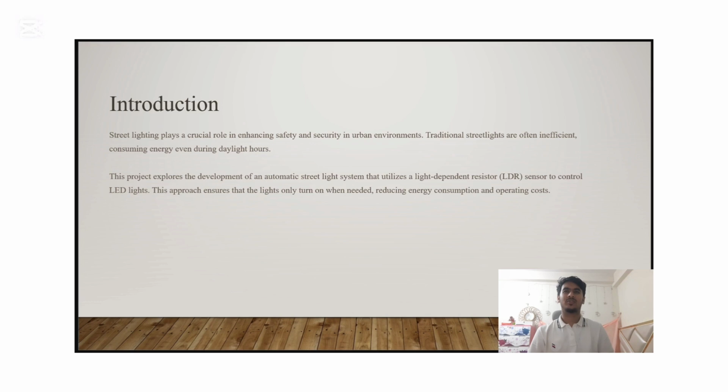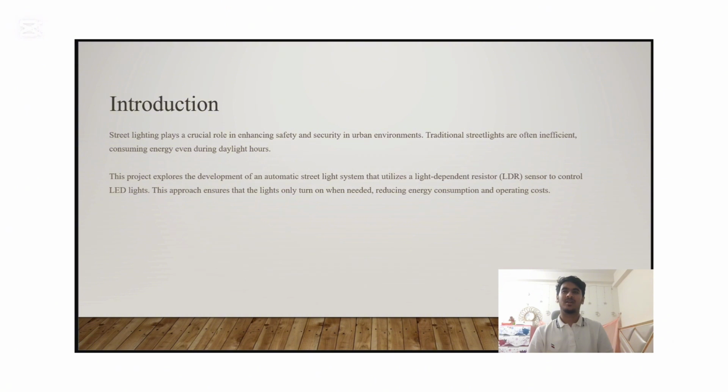Let's move on to the introductory part. Street light plays a crucial role in enhancing safety and ensuring a well-lit urban environment. Traditional street lights are often inefficient, consuming energy even during daylight hours. This project explores the development of an automatic street light system that utilizes a light-dependent resistor sensor to control LED lights.